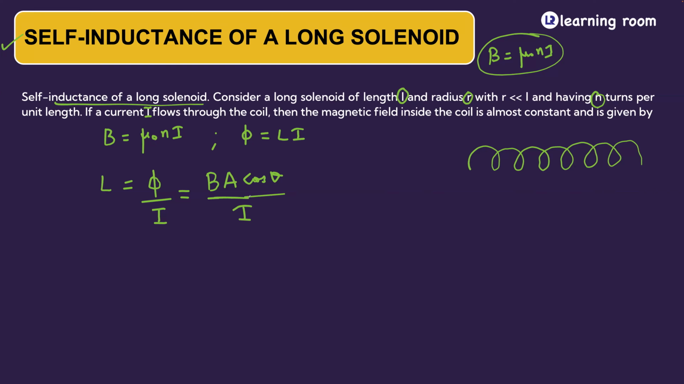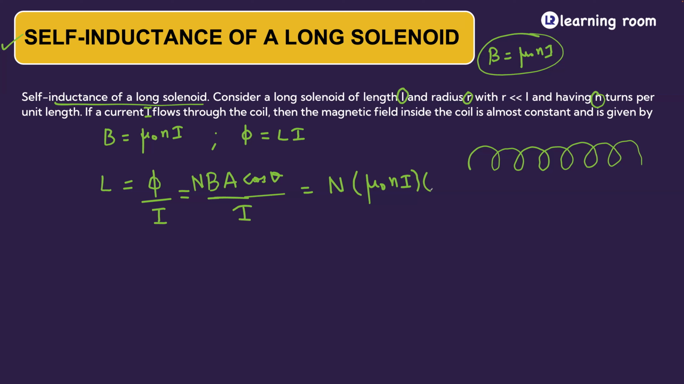Are you clear with the sequence of steps? You can write it as NBA cos theta also, where you have N number of turns. So this is equal to N into the value of B associated with this coil, which is mu naught into n into I, into the area of this coil. When you look at the coil from this side, it takes the shape of a circle. Though it is a helix, it takes the shape of a circle.